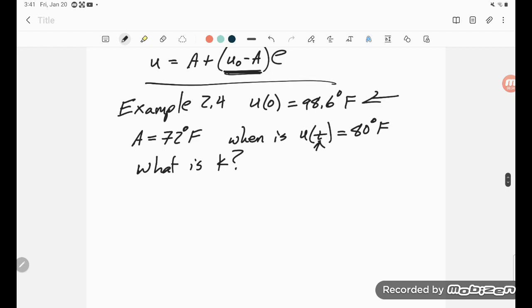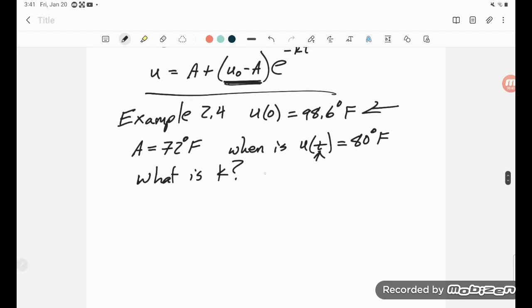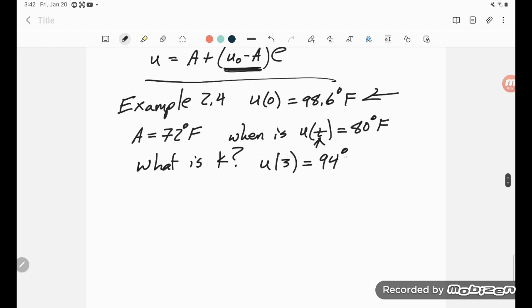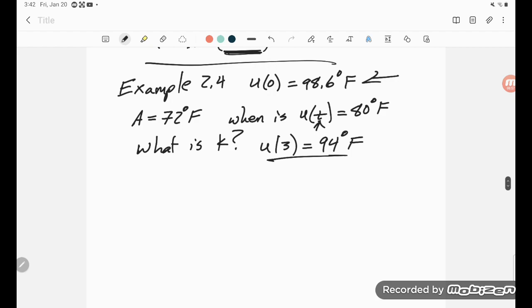Okay, well, that's a pre-calculus problem. They had to give us some other information. They either had to tell us k or they had to tell us how to find k. Well, they give us a pre-calculus sort of problem, and they tell us at 3 hours it'll be 94 degrees Fahrenheit. Okay, so now I can use this to find k.